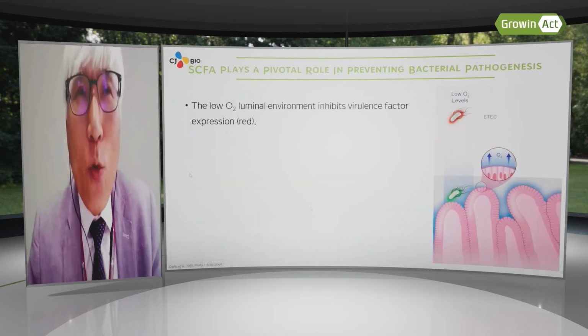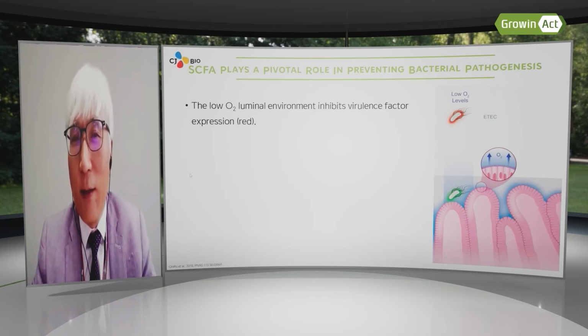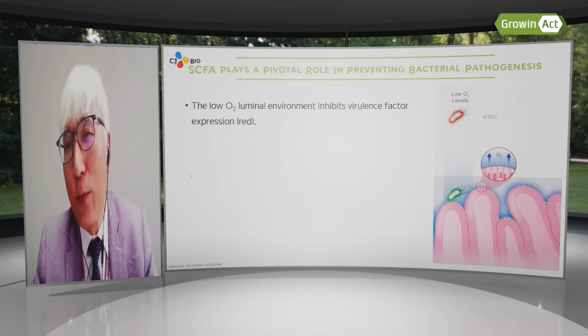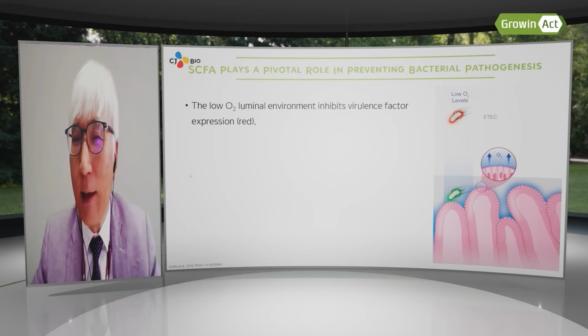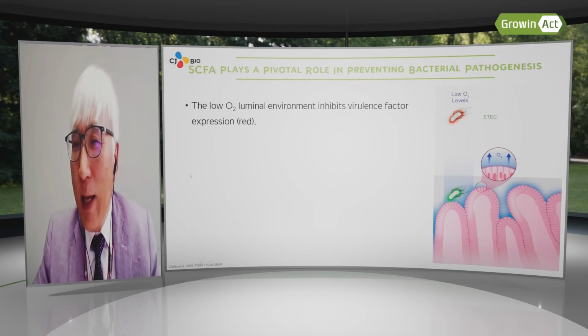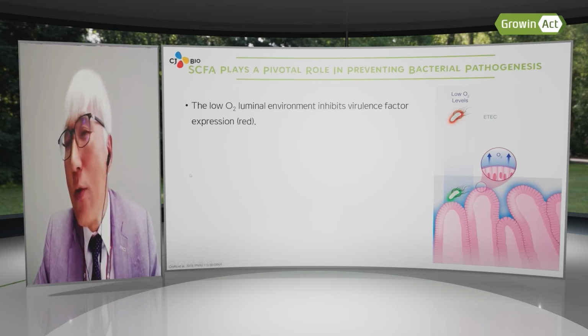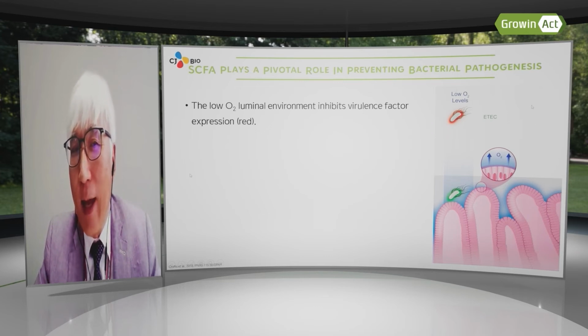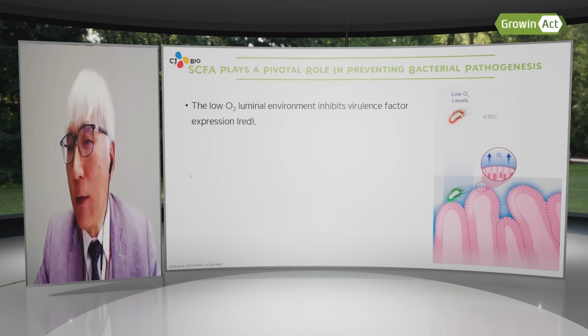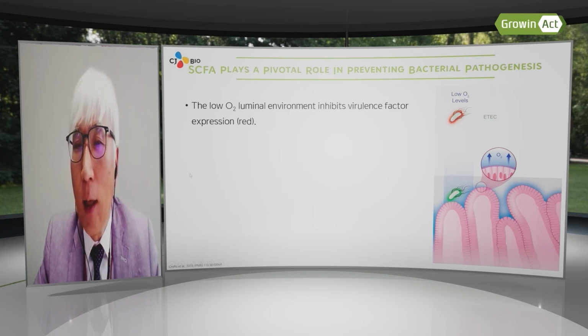And again, if you look more deeply at how short-chain fatty acid can play a pivotal role in preventing bacterial pathogenesis in the gut. Generally in the gut, a very low oxygen level is maintained. This low oxygen in the luminal environment inhibits expression of virulence factors of pathogenic bacteria such as E. coli. So you can see the red here, the virulence factor expression is suppressed because there's low oxygen in the gut.